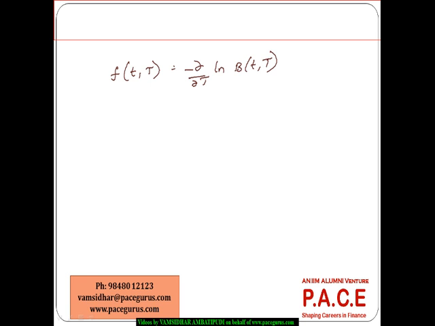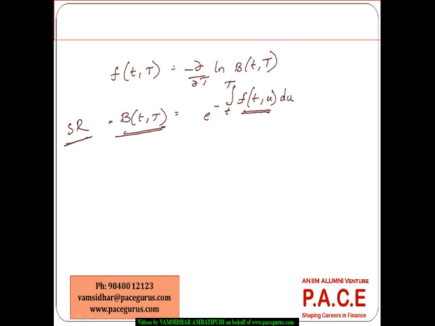The other way now, B t comma t, if I have to write it the other way, becomes e to the power of minus the integral between t and T of f of t comma u du. So if I have an instantaneous forward rate, I can use it to find the price of the bond. If I have the price of the bond, I can use it to find the spot rate. So any of these can be derived once we know the relationship of the others.